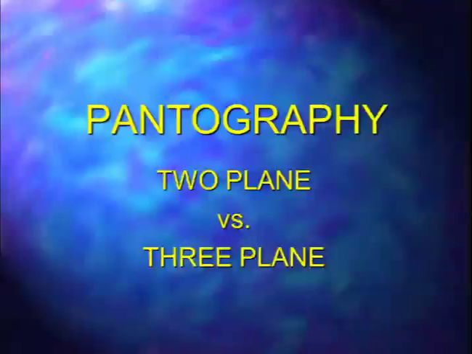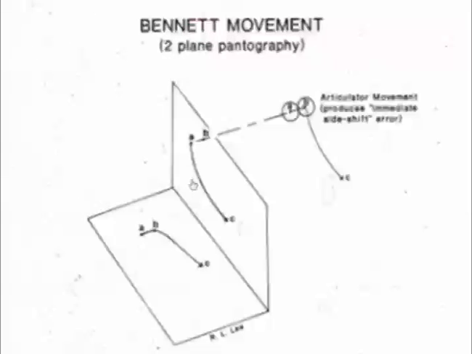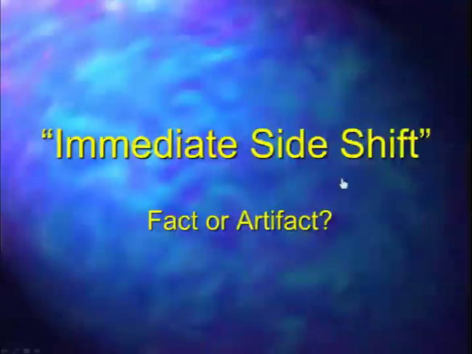Well, it all deals with two-plane versus three-plane pantography. In two-plane pantography, the condyle moves inward, downward, forward in a curvilinear movement, and the vertical and horizontal stylus record that movement onto the plates. The problem arises when you go to the articulator: this point could stay at point A while this stylus shifted straight across from A to B, inducing what they called immediate side shift in the articulator. Then this stylus would race down to point C to catch up with this stylus, tracing the patient's protrusive pathway. Well, is immediate side shift fact or artifact?